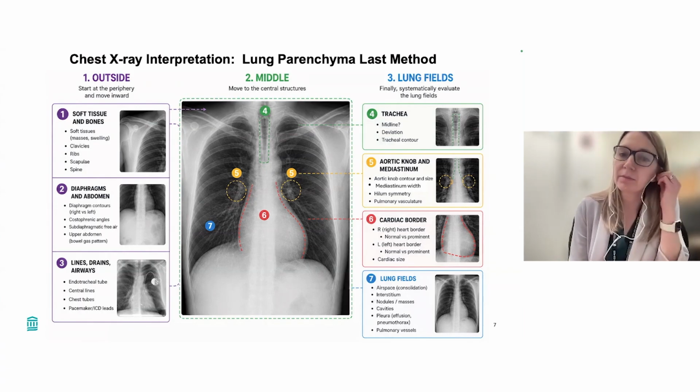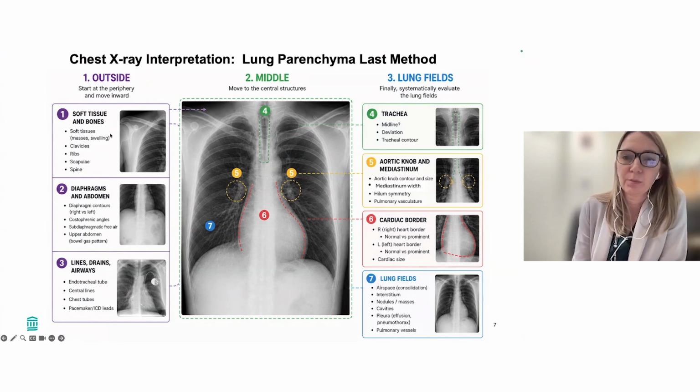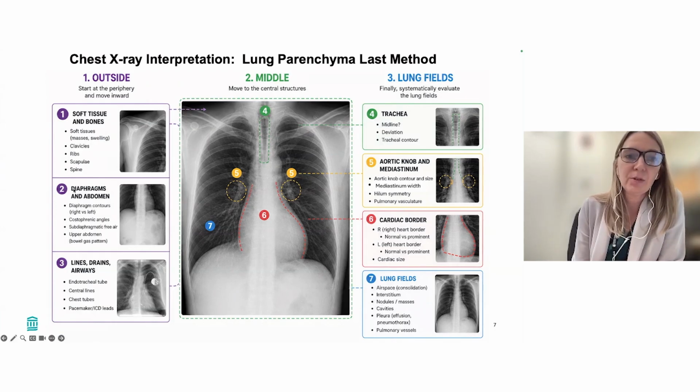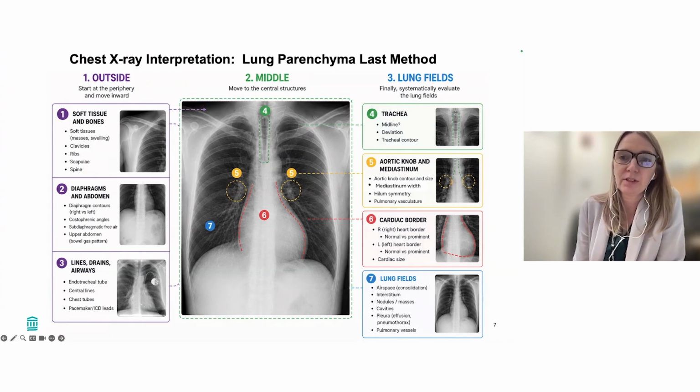So I start over here on the periphery of the chest x-ray, looking at the bones and soft tissues first. You want to assess the soft tissues for masses, swelling, and subcutaneous emphysema. Then look at the scapula, clavicles, and ribs to make sure they are symmetric and there are no obvious fractures. Then you move on to the diaphragms and abdomen. The right hemidiaphragm should normally be slightly higher than the left hemidiaphragm. You want to make sure that the diaphragm contours are crisp and that you take note of each costophrenic angle. Make sure to look at the gastric bubble. Make sure there is no free air, and as best as you are able, assess the bowel gas pattern.